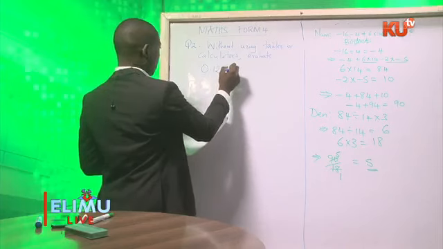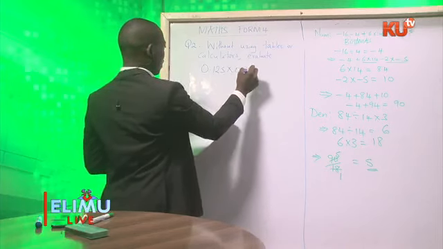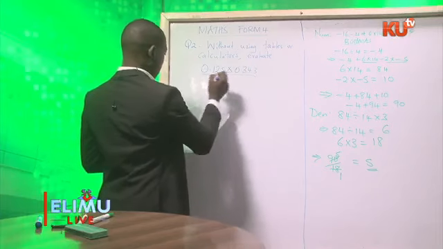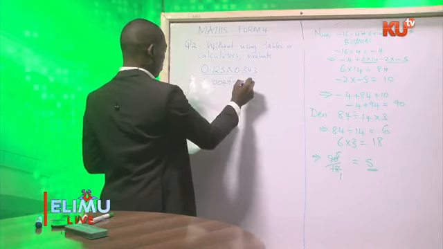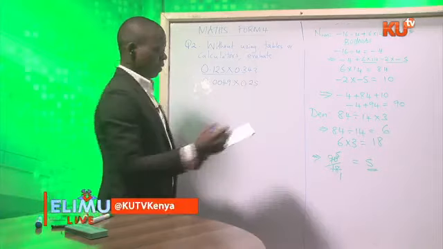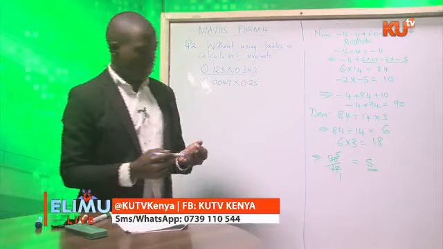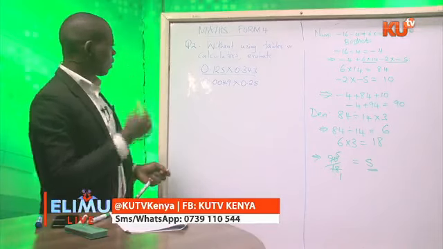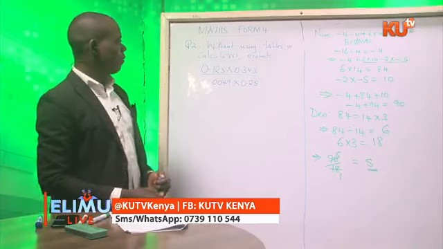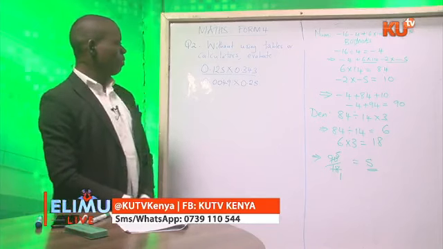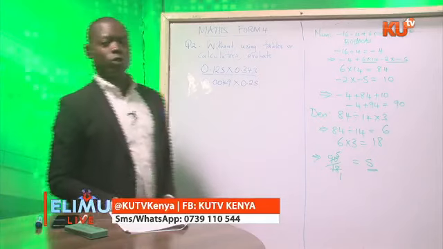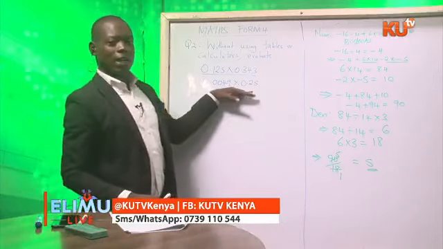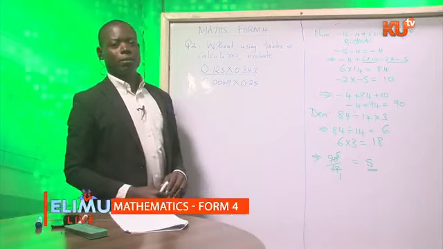You evaluate 0.125 times 0.343 divided by 0.0049 times 0.25, very clearly from decimals.